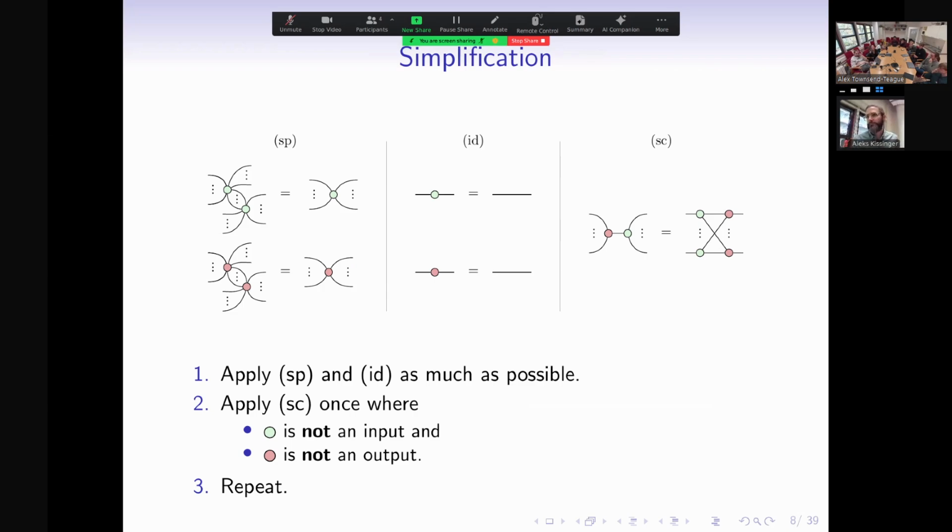Yeah. What if you swap step 1 and step 2? Like, what if you first arrange them so that green and red correspond to input and output spiders, and then you apply SP and ID? If I arrange them. It's the same result, isn't it? Due to the repeat. That's why I was wondering.